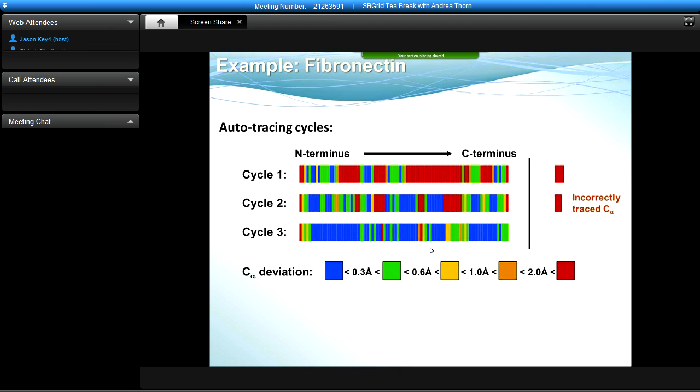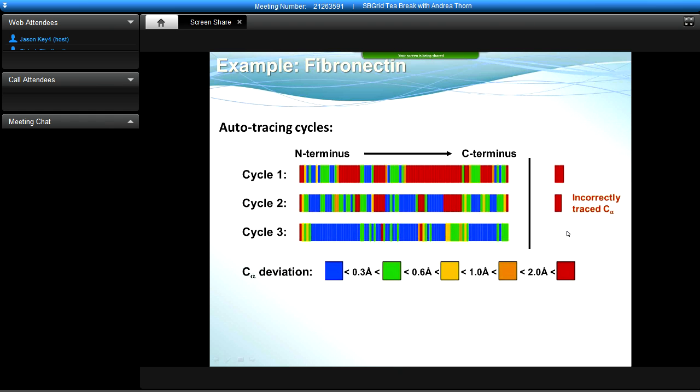This is an image of SHELXE processing. So SHELXE auto tracing runs in macro cycles. There is density modification, 20 cycles, then comes an auto tracing cycle, density modification, next auto tracing cycle, density modification, last auto tracing cycle, and then another density modification.